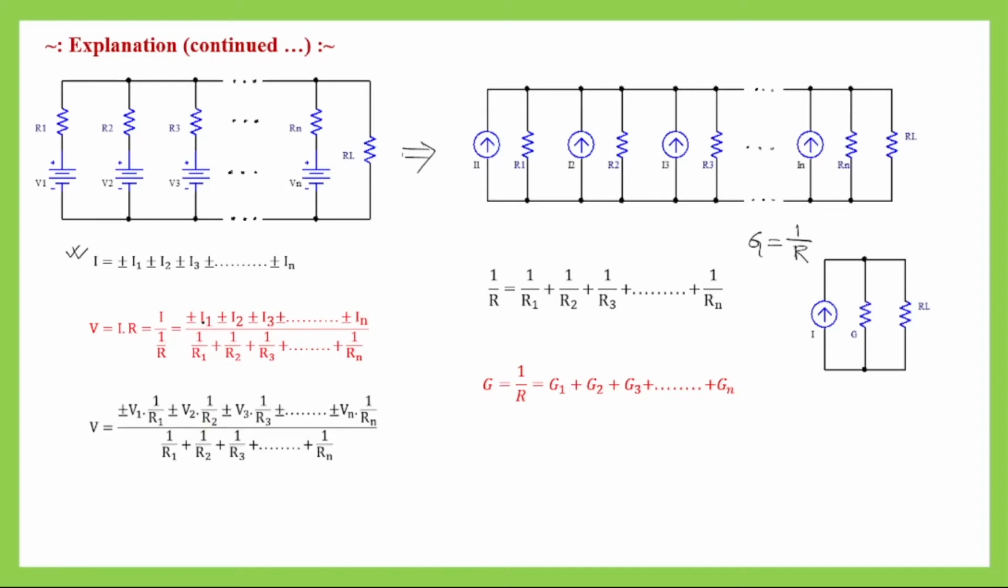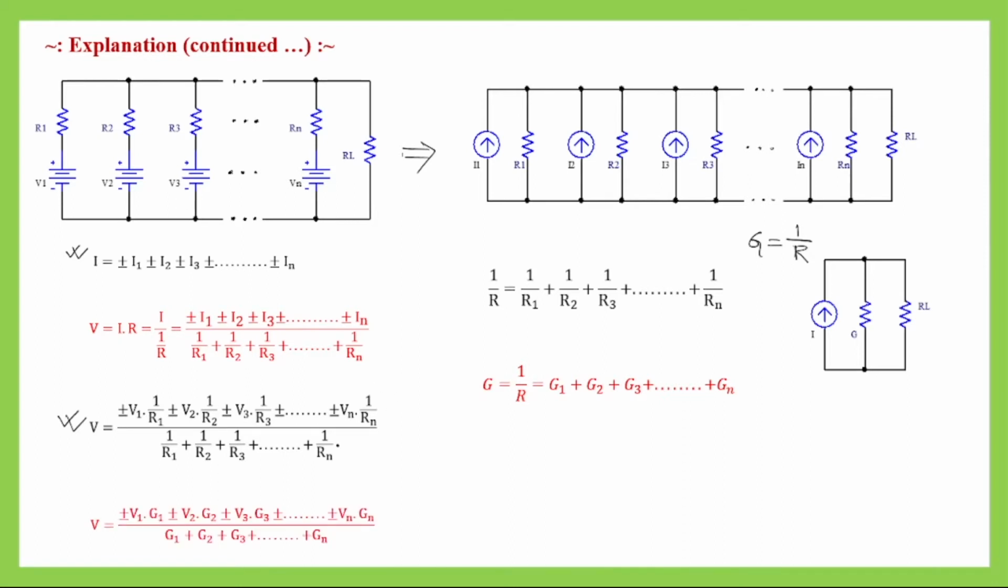Now again, in place of every current value, we can represent the current by its equivalent voltage value. Since current will be voltage divided by the resistance of that particular branch, in place of I1 we can write V1 divided by R1. So it will be plus minus V1 divided by R1 for the first branch. Then for I2 it will be plus minus V2 by R2, and so on, divided by the same denominator that we had in the previous step. So this is the formula of V that we can obtain from this DC network.